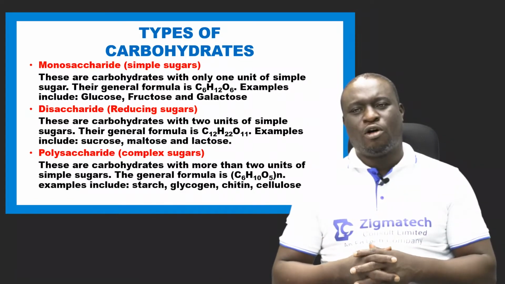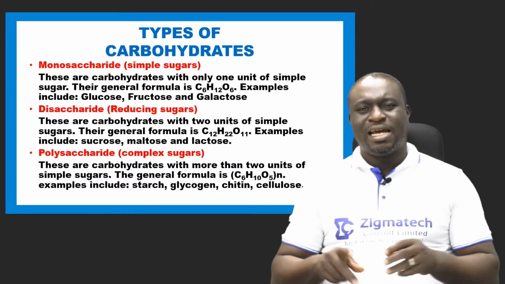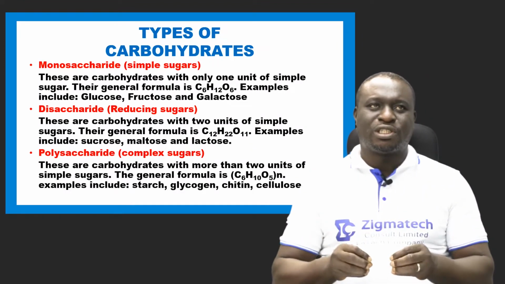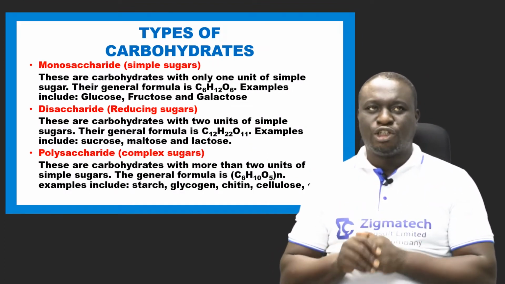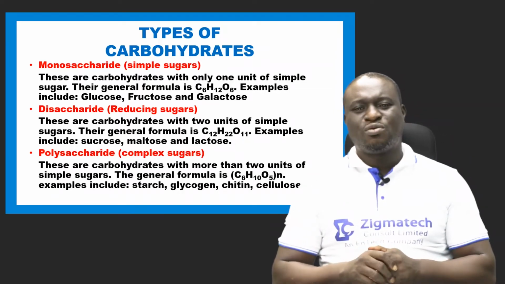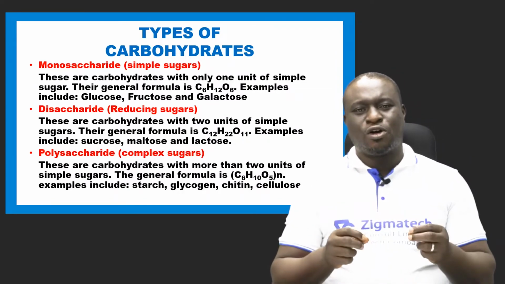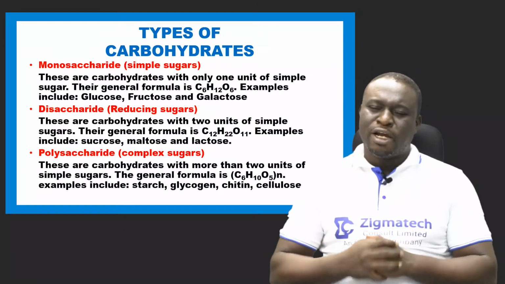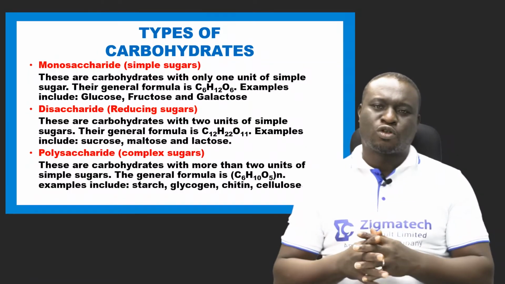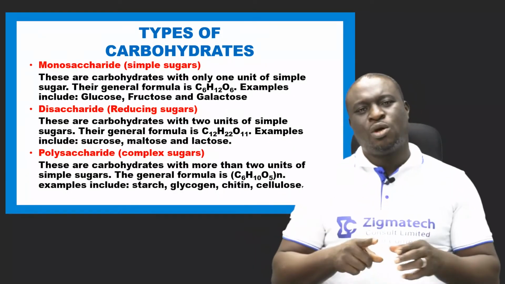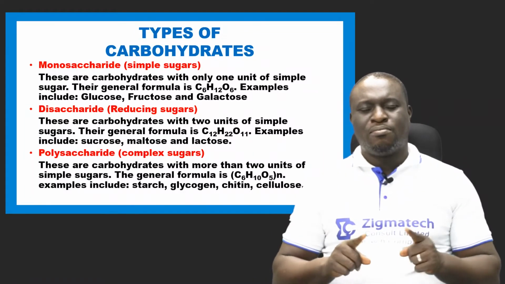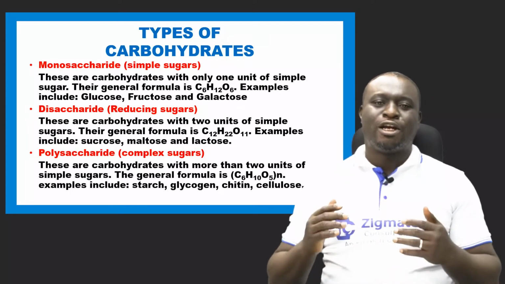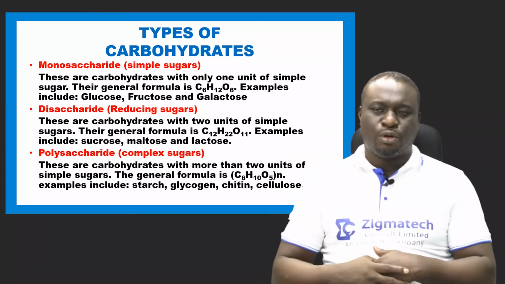The second type of carbohydrates we said is disaccharides. Another name for disaccharides is reducing sugars. The reason why they are called disaccharides is because they are made up of 2 units of simple sugar. Remember, we talked about monosaccharides: mono talks about 1, so they are made up of just 1 unit. Di or bi talks about 2. They are made up of 2 units of simple sugar.